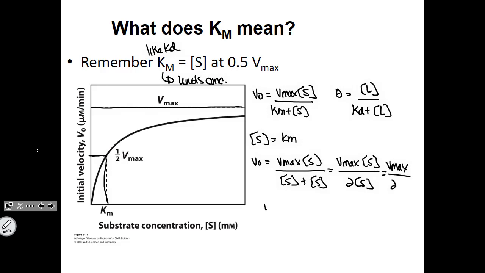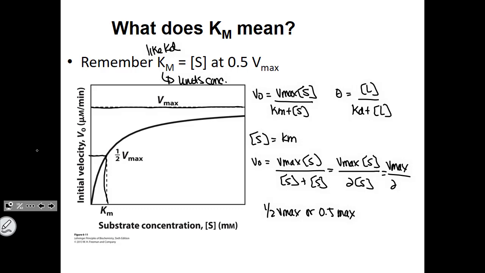Or 1/2 Vmax, or 0.5 Vmax. All of these are the same way to write that when the Km is equal to the substrate concentration, that's how you get 1/2 Vmax. All right.